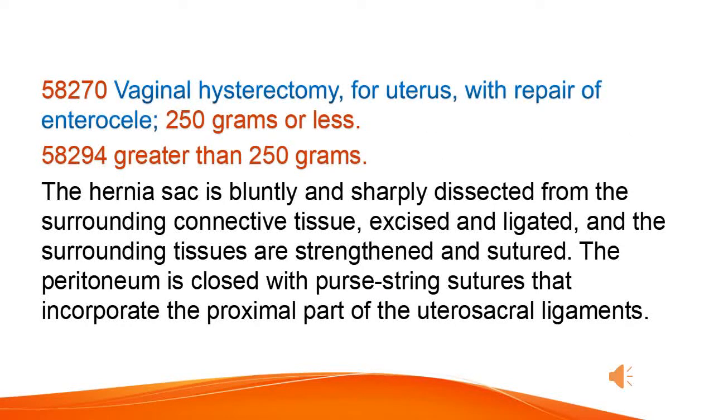Vaginal hysterectomy, for uterus, with repair of enterocele, 250 grams or less. Greater than 250 grams. The hernia sac is bluntly and sharply dissected from the surrounding connective tissue, excised and ligated, and the surrounding tissues are strengthened and sutured. The peritoneum is closed with purse string sutures that incorporate the proximal part of the uterosacral ligaments.